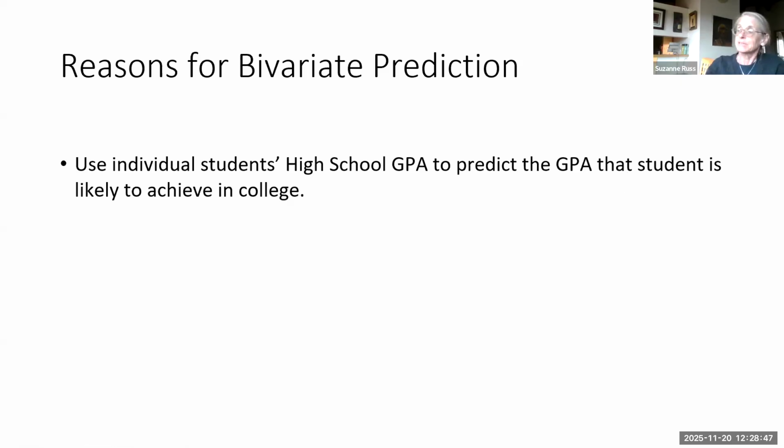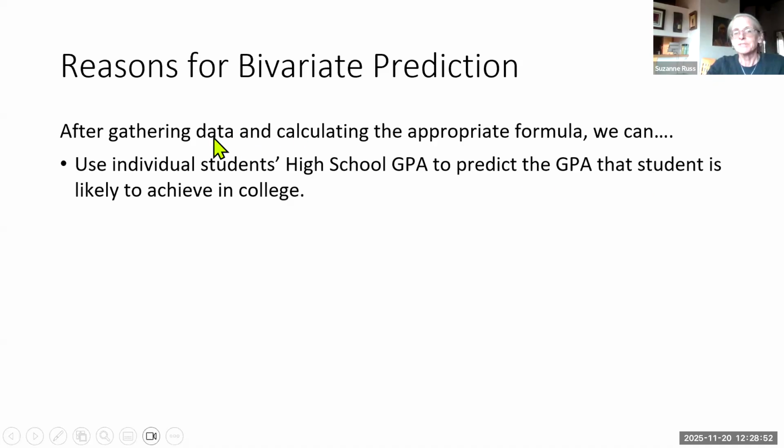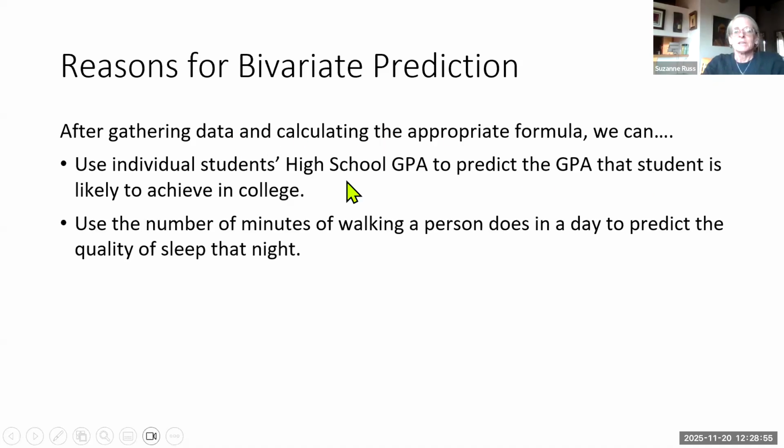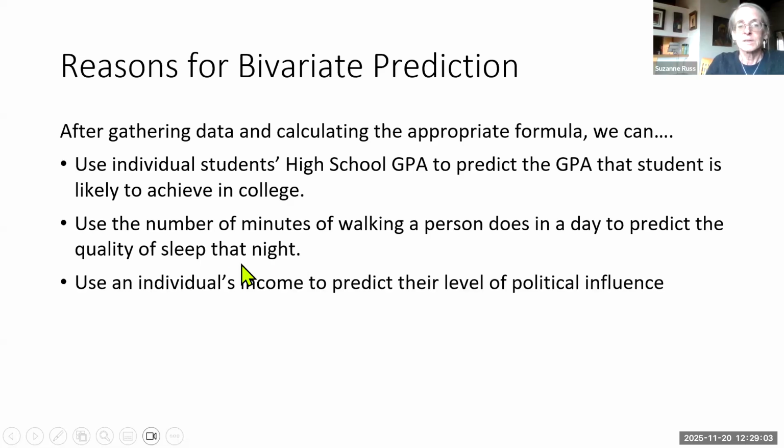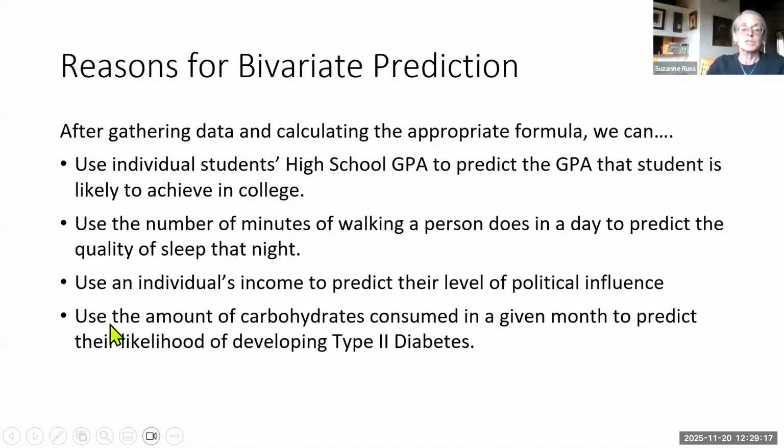It's not going to be spot on, but at least we have an idea based on other students of what to expect. We do have to gather the data and calculate the formula. We could use the number of minutes of walking a person does in a day to predict the quality of their sleep that night. We could use an individual's income to predict their level of political influence. Just through correlational data, just by knowing each score for each person, then we can predict that for other individuals. We could use the amount of carbohydrates consumed in a month to predict the likelihood of developing type 2 diabetes. Maybe if we had a correlation.